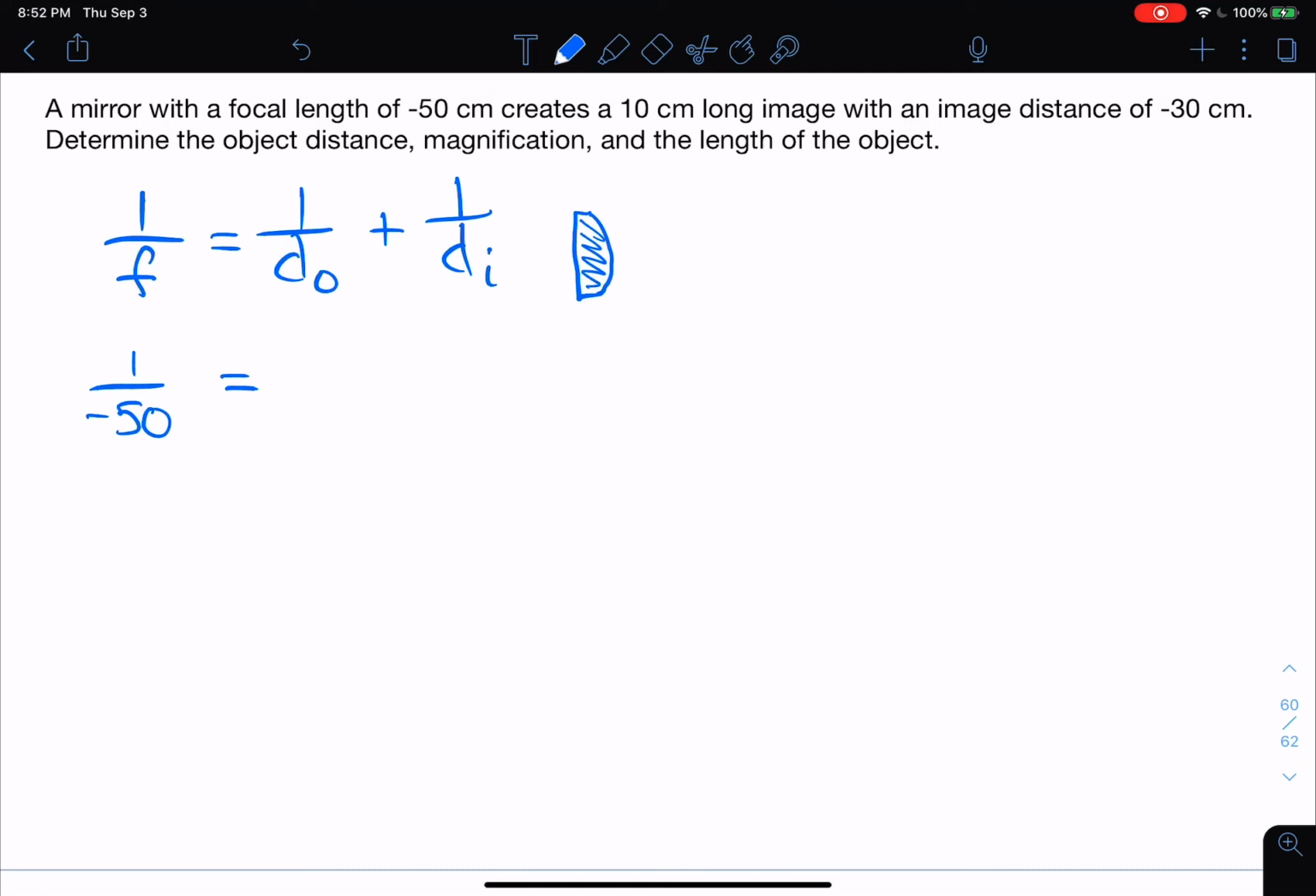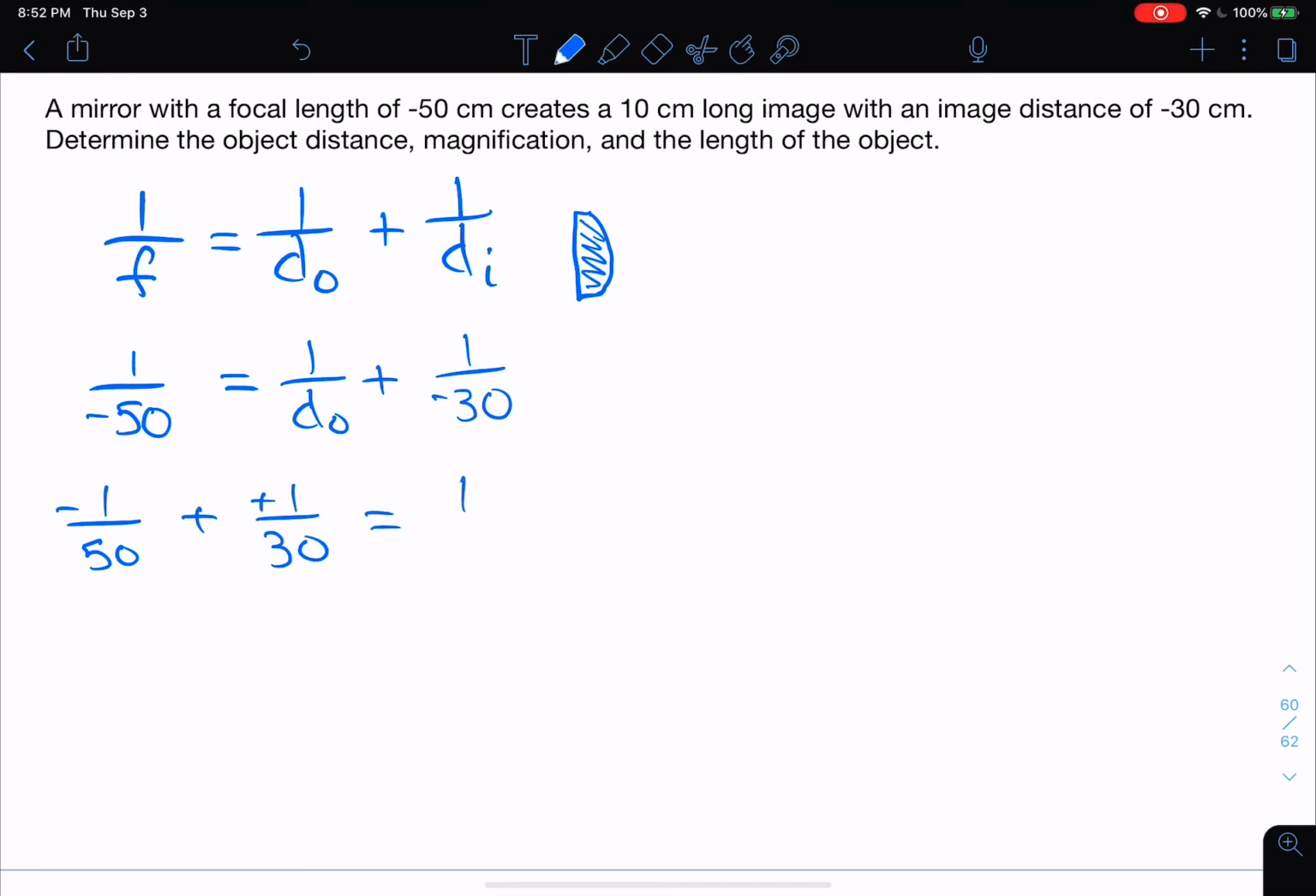Okay, so continuing on here, we don't know the object distance. That's what we're solving for. And the image distance is negative 30 centimeters. So this becomes negative 1 over 50 minus negative 1 over 30. Those minuses cancel and become positive. That equals 1 over dO.